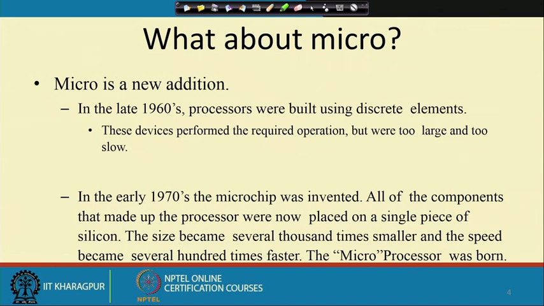So, in the late 1960s, processors were built with discrete elements. Just some time back I was talking about it, that you take discrete elements, like you take the ALU separately, you take the registers separately. That way we combine them together into one design, and that way we get the processor. These devices were able to perform the required operation, but were too large and too slow. Naturally their footprint will be large.